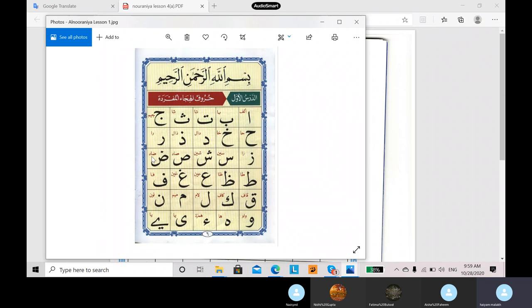Because some make the mistake of saying it like a ta. Like if I want to say ta'i'in, some of them say ta'i'in with ta, but it's not ta, because already we have the letter ta, we have the ta letter. So here, it's ta'i'in.